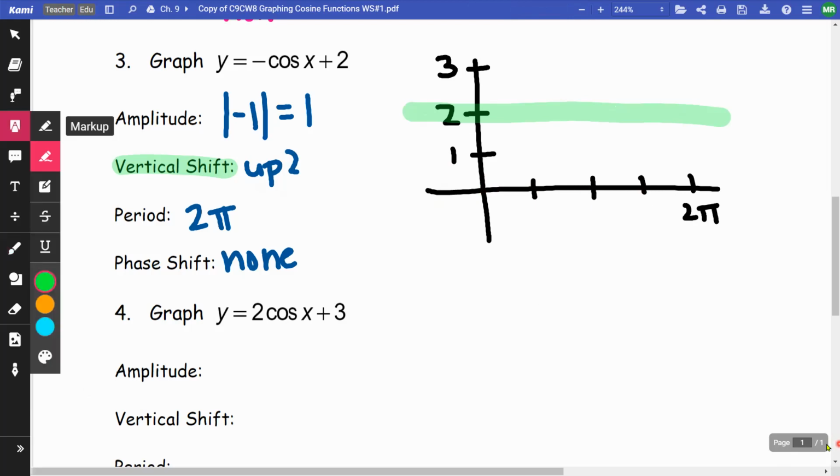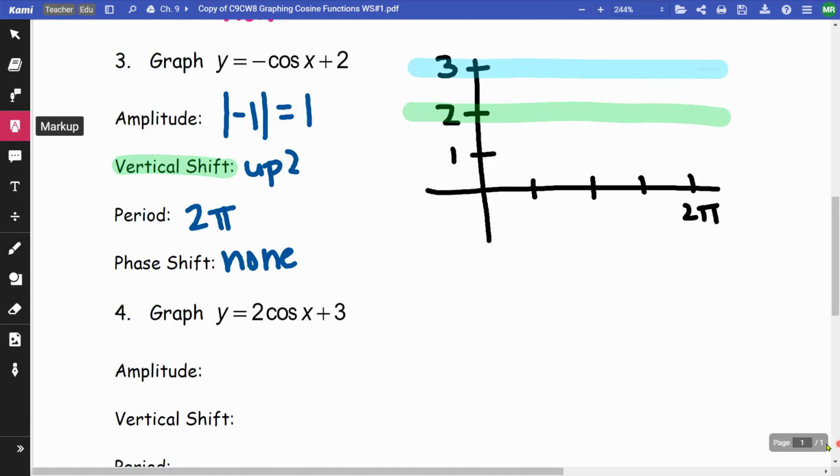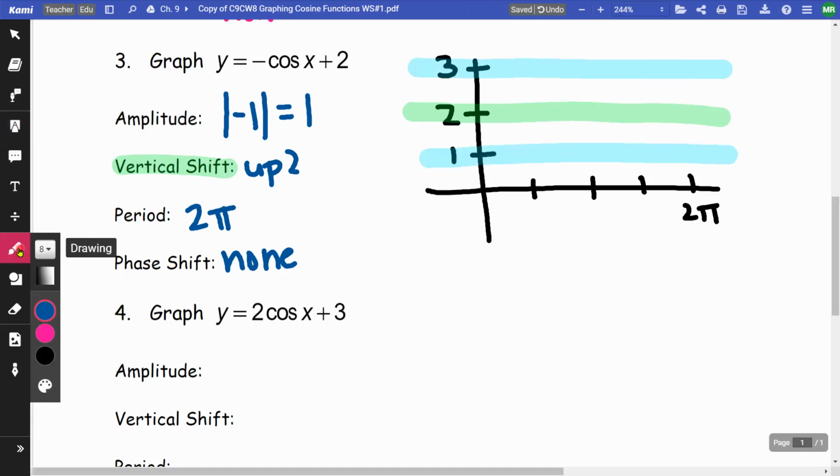Okay, so now when I'm plotting these, well, here, let me draw my highs and lows. So my highs are going to be at 3. My lows are going to be at 1. Now, in this case, there was a negative in front. So that means instead of starting at the high, I'm going to start at the low. So I'm going to start at my low, end at my low. Okay. And then here is going to be my high, because that was halfway in between. And then in between these will be my 0. And in between these will be my 0.